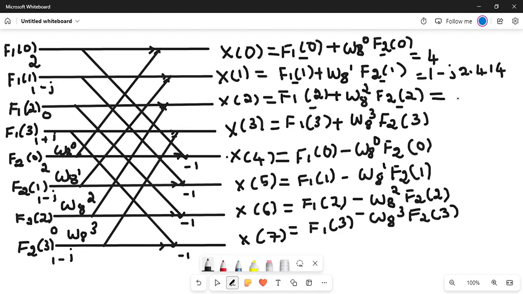And so here my value is 0. This is 1 minus j, 2.414 plus or minus, minus 0.414, I'm sorry. And this is once again my 0.